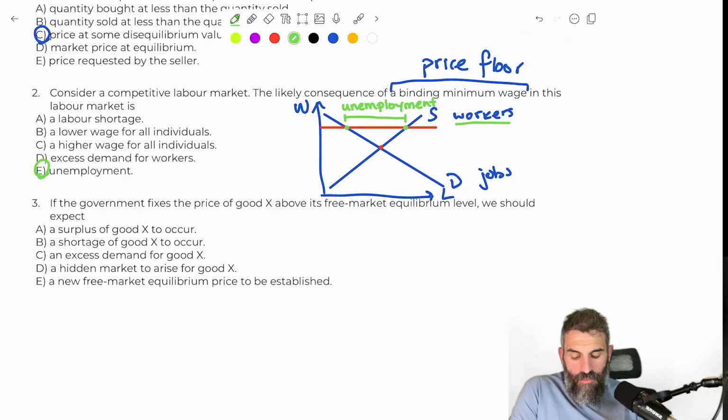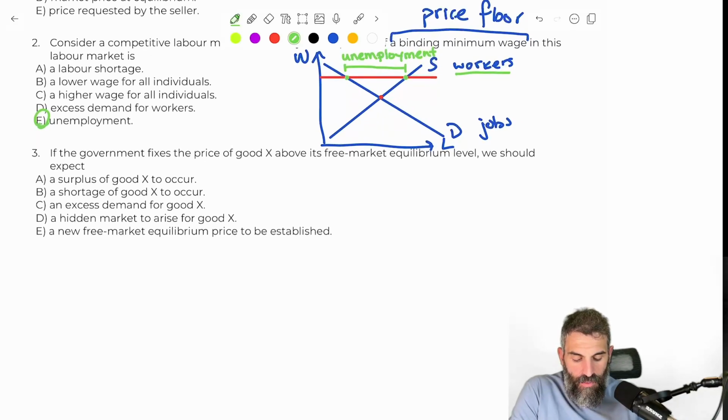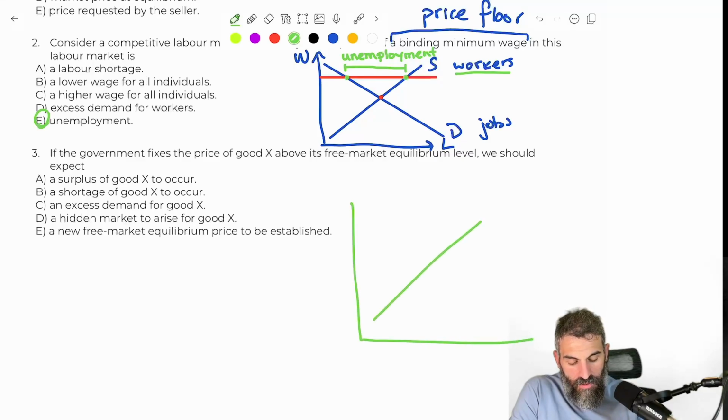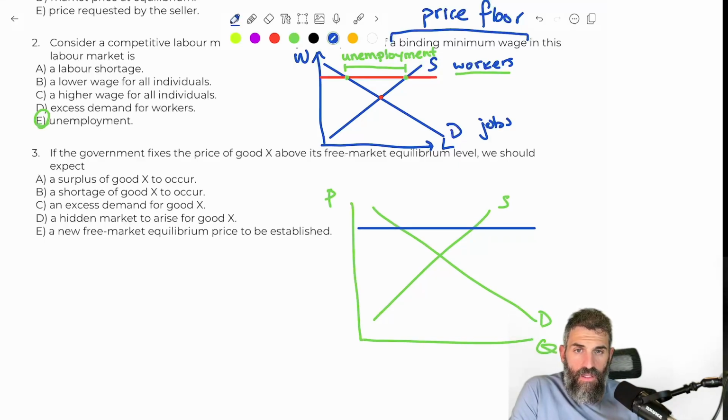Three, if the government fixes the price of a good above its free market equilibrium. This is not so different from what we saw just above. You have supply and demand. We're talking about goods, so I'll go back to price and quantity. And we fix the price above the equilibrium. What do we expect? Do we expect a surplus, a shortage, excess demand, a hidden market? Okay, so if you set the price above, you create excess supply, and that excess supply is called a surplus. So A.